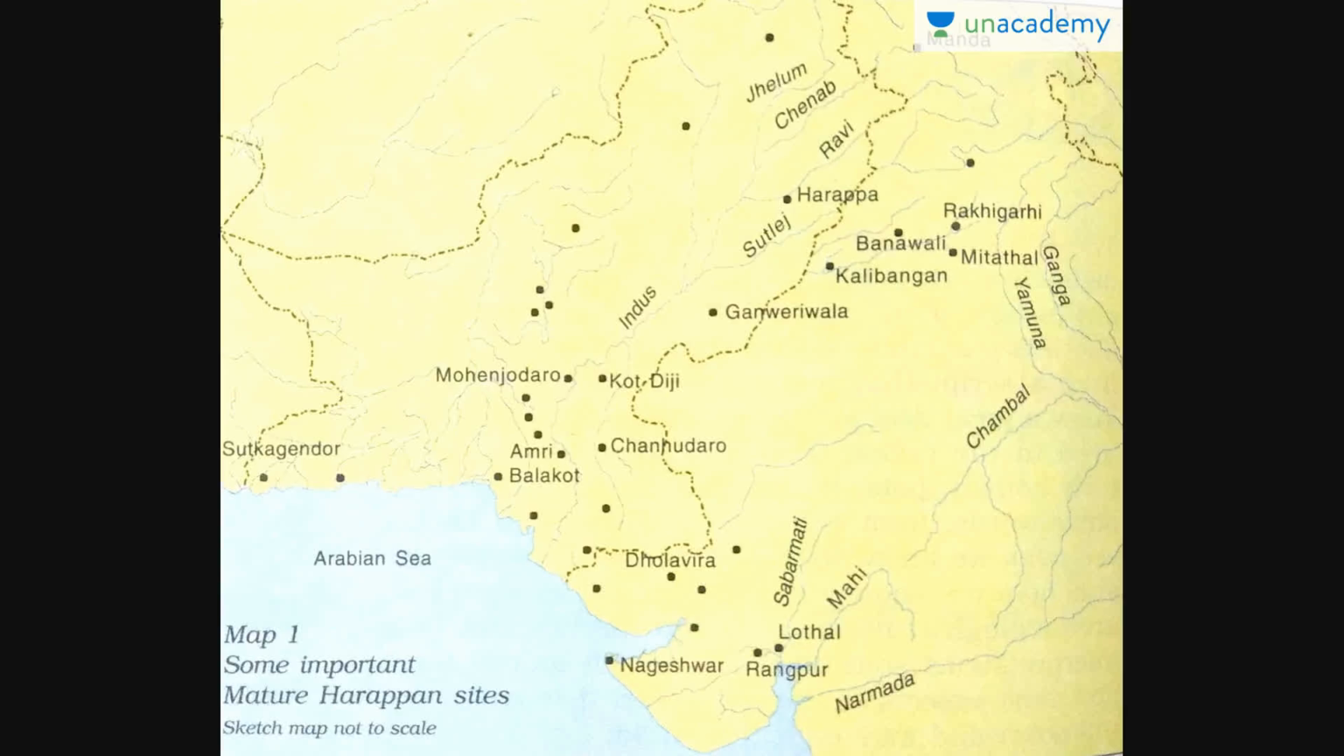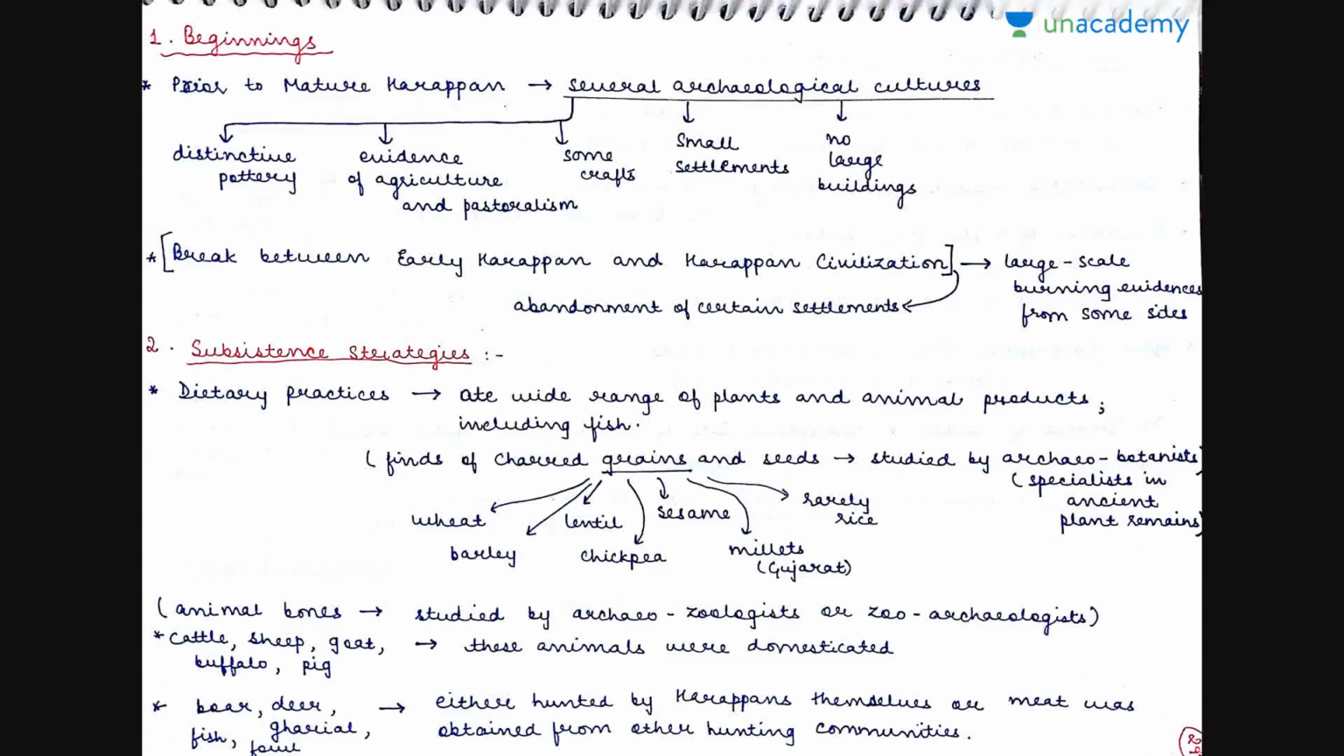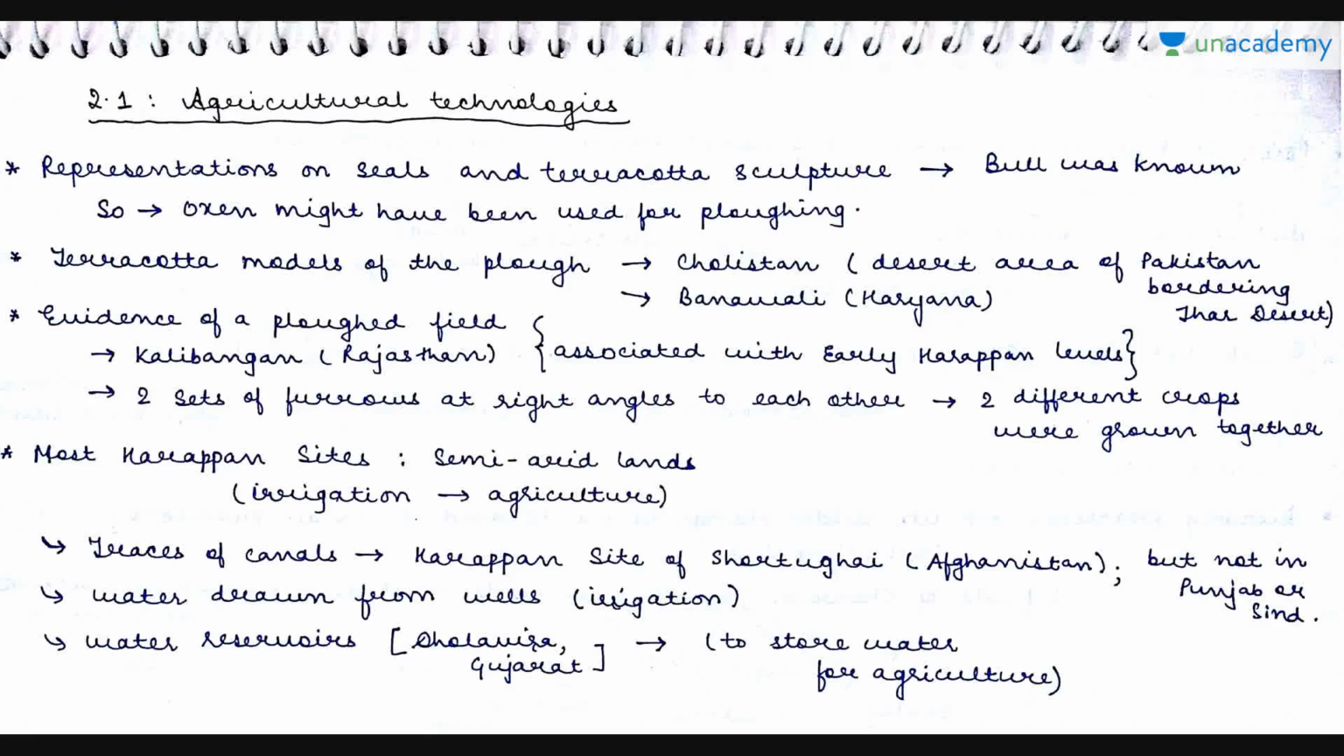Your work is to look at this map again and find where these places are located. At least those which are given, you can find from here, otherwise you can Google them also. Then evidence of a ploughed field was also found in Kalibangan, which is in present-day Rajasthan, associated with early Harappan levels. Then two sets of furrows at right angles to each other, so right angle is this, right, were also found, which indicates that two different crops were grown together.